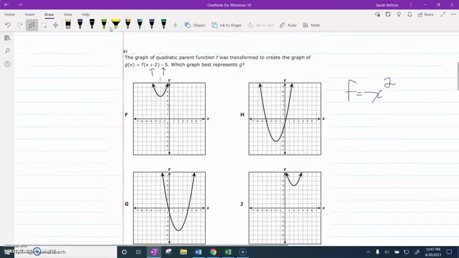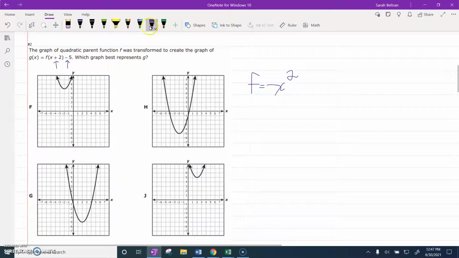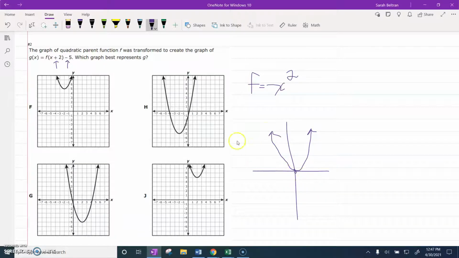So let me zoom out and remember that f of x equals x squared. It just looks like this. It's got a vertex on the 0, 0, the intersection of the x and y intercepts. And it looks like that. So it's saying, which one shows these two shifts? Go ahead and answer this.